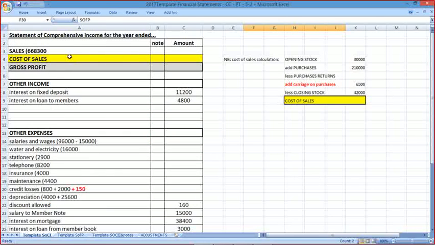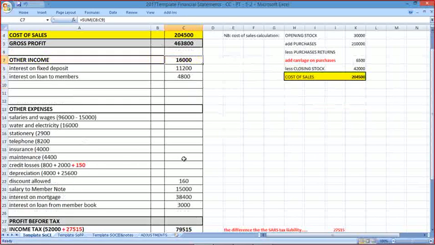Okay, perfect. So the sales didn't change. I'm going to write that amount here. Now I can work out cost of sales. So cost of sales is opening stock plus purchases minus returns plus carriage on purchases less closing stock gives me that answer. 4,500. Okay, how do I get gross profit? Well, it's the sales minus the cost of sales. Other income, sum up. Okay, expenses, there's a lot here.